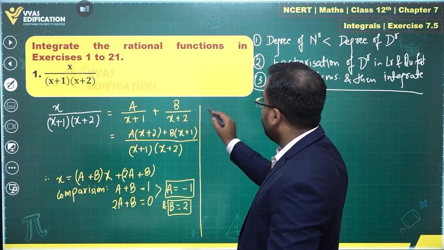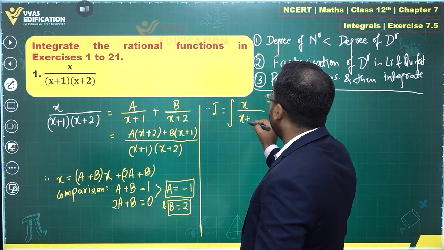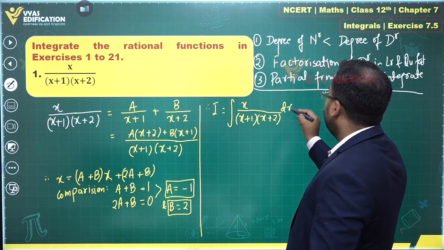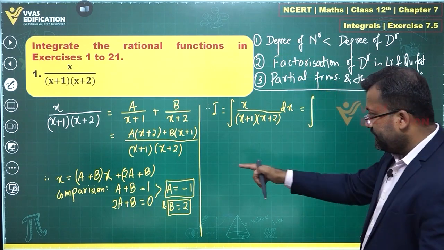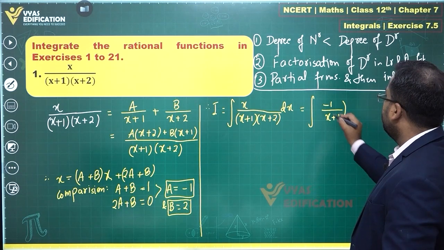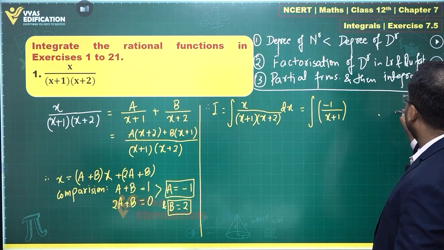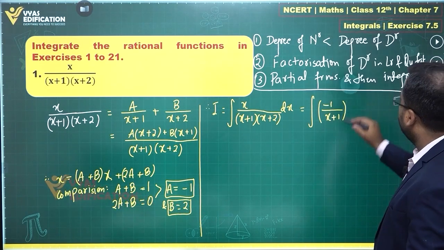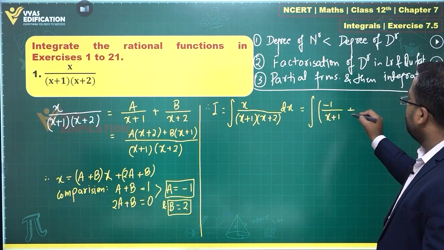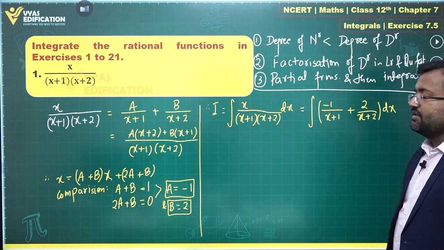Therefore, we can say that I, the integral of x upon (x + 1)(x + 2) dx, is actually equal to the integral of a, which is minus 1 upon x + 1, plus 2 upon x + 2, integral of this particular expression.